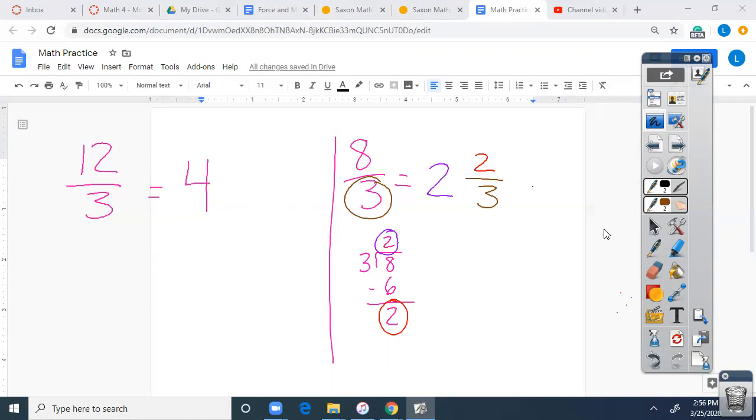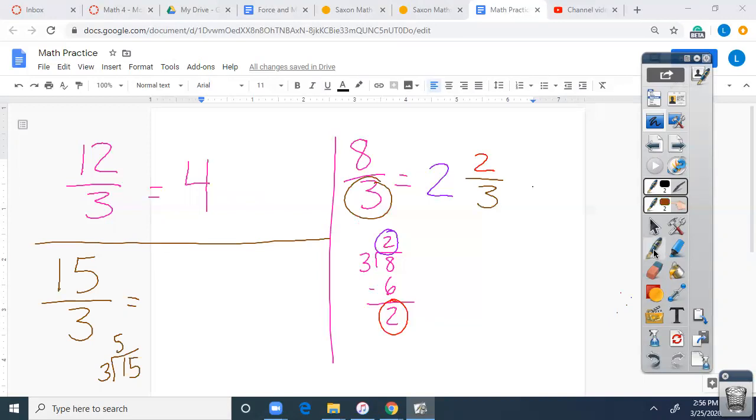We're going to just do one more. And this one, actually, I'll keep it up. This one's easy as well because it's just a whole number. 15/3 equals what? So again, we do 15 divided by 3, which is what? It's 5. We don't have any remainders, so our answer is just 5.